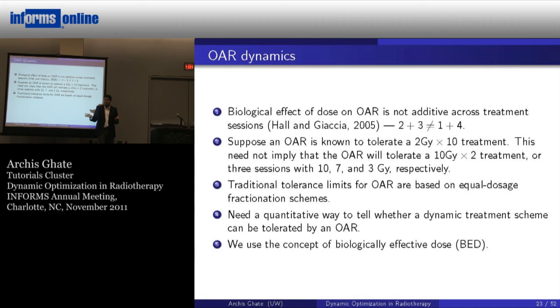Because I'm not going to give the same dose in every fraction. In fact, I don't know what I'm going to do. It might be completely all over the place, right? Changing, non-stationary over time. So that was another difficulty. So we could not use those kinds of numbers directly. Okay. So we wanted to come up with or use a quantitative way to tell whether a dynamic treatment scheme can in fact be tolerated by an OAR.